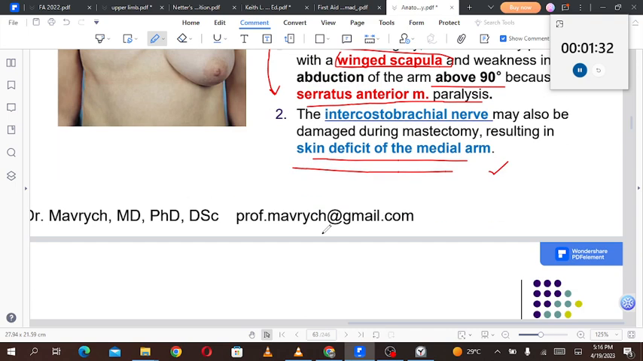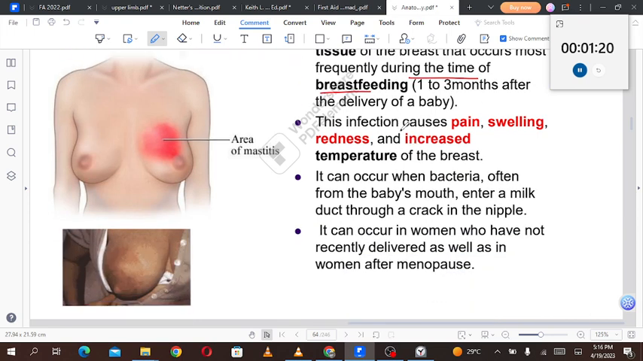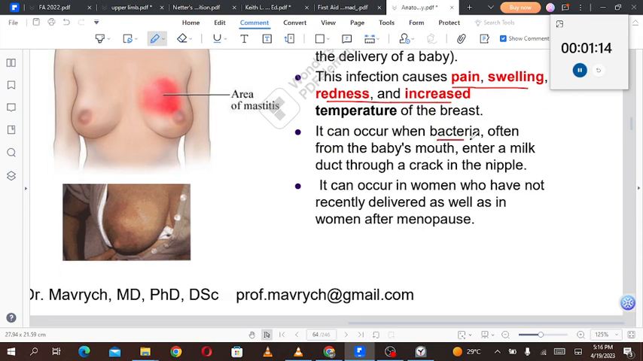Moving forward to the breast infection, that is mastitis. Mastitis is an infection of the tissue of the breast that occurs most frequently during the time of breastfeeding, 1 to 3 months after the delivery of the baby. The infection causes pain, swelling, redness, and increased temperature of the breast. It can occur when bacteria, often from the baby's mouth, enter a milk duct through a crack in the nipple, and most commonly it is Staph aureus that causes the mastitis.